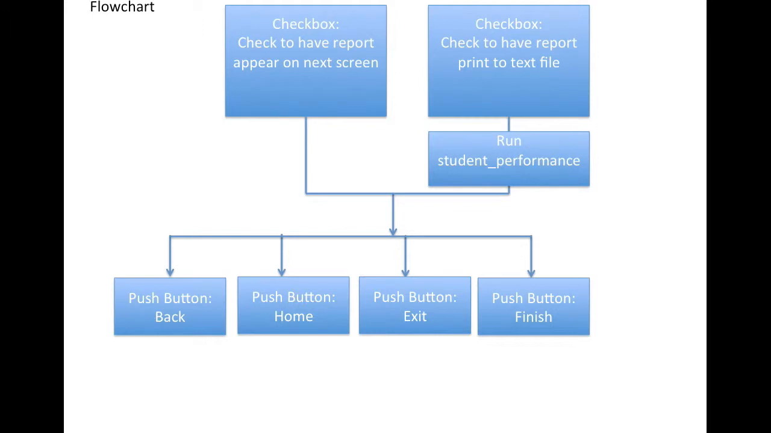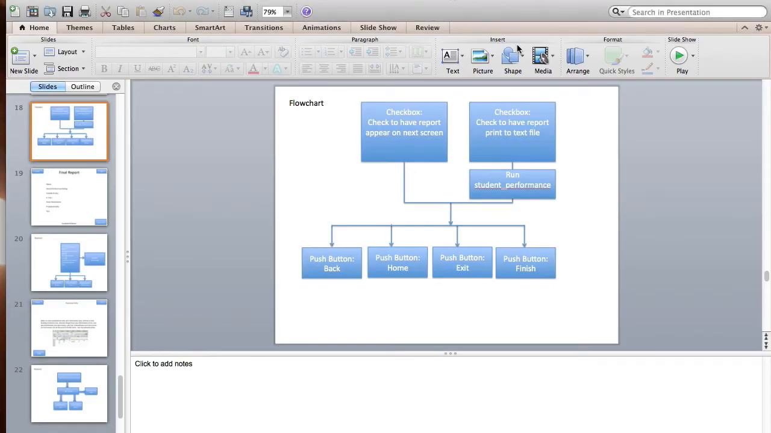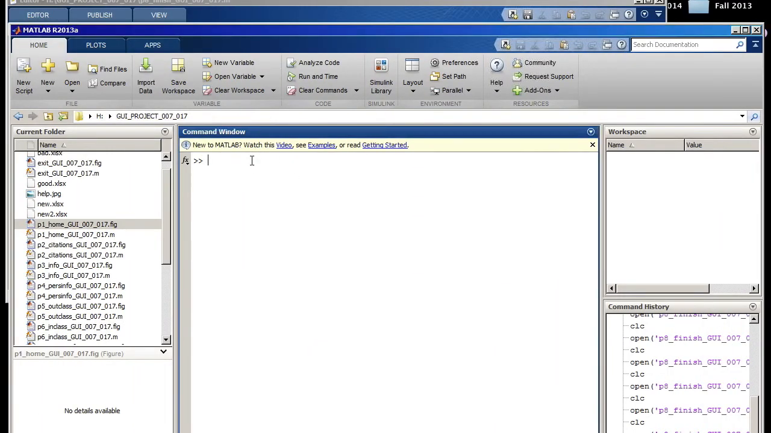As you can see here, we have 2 checkboxes, one to have the report appear on the next screen and one to have the report print to a text file. You can click on both, one or none, and then it will go through run student underscore performance. We also have 4 push buttons that can lead you to the back, home, exit, or finish buttons. Now we will go to MATLAB and we can open up the figure.